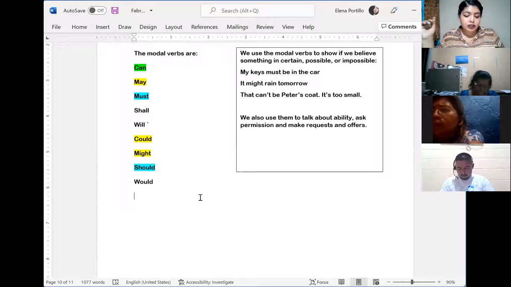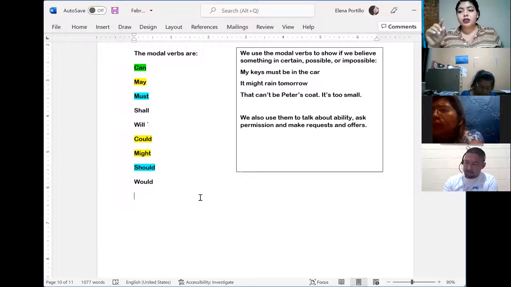We use could have to say that someone had the ability or opportunity to do something but did not do it. Also, we can use the structure could plus have to say something to someone that had the ability or opportunity to do something but that person did not do it. Utilizamos esta estructura del could más el have para hablar de que alguien tenía la oportunidad o la habilidad para hacer algo, pero al final no lo hizo.